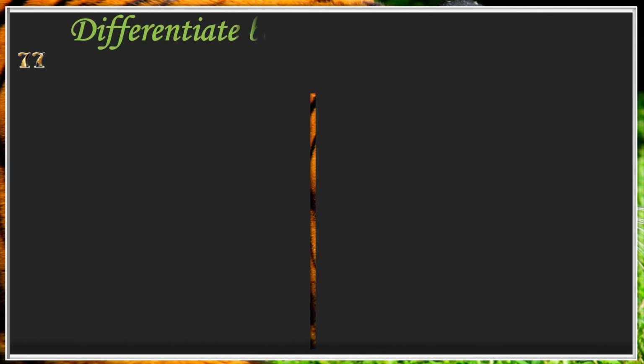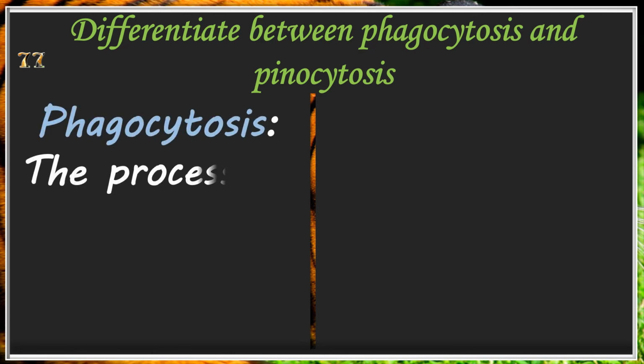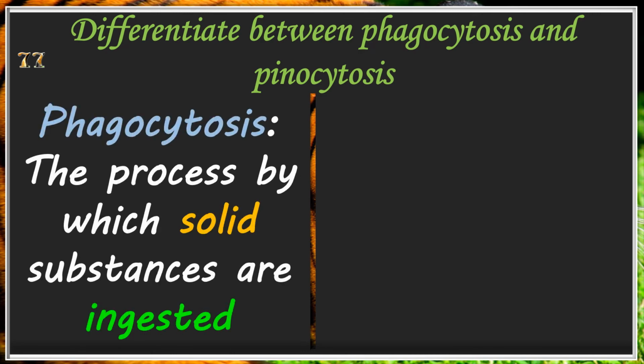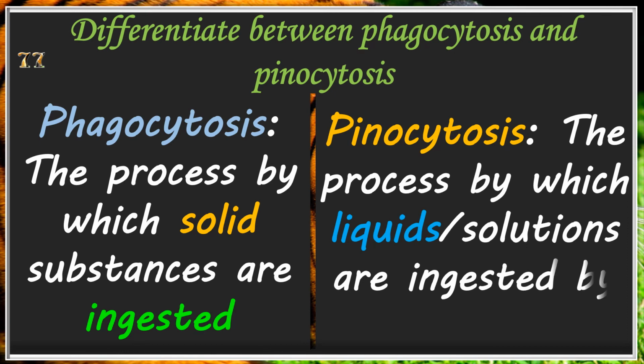Differentiate between phagocytosis and pinocytosis. Phagocytosis, the process by which solid substances are ingested. Pinocytosis is the process by which liquids or solutions are ingested by the cell.